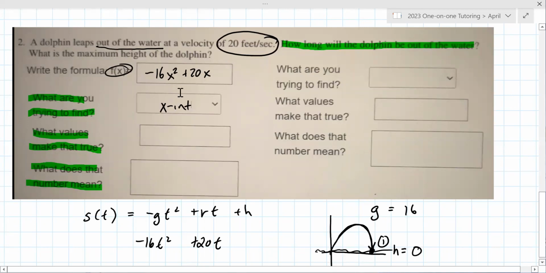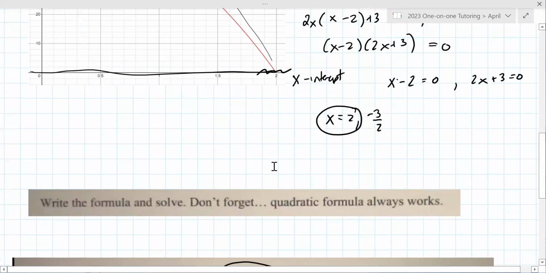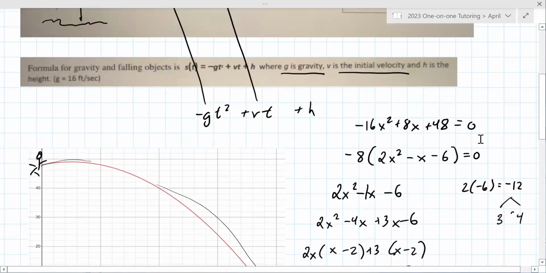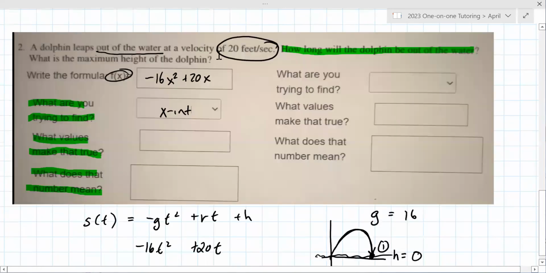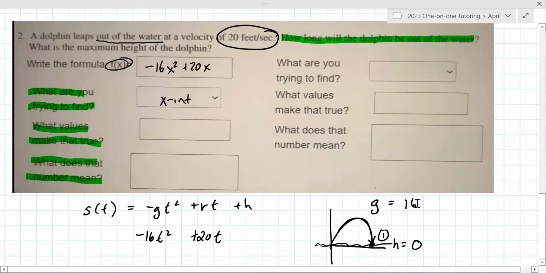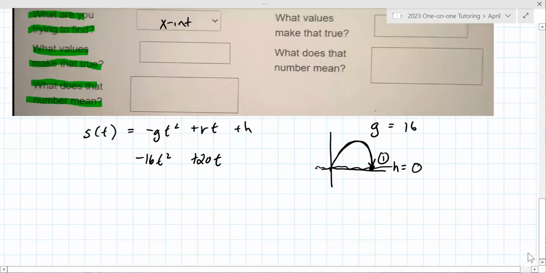What did we do in the last problem? We were trying to find the x-intercept. Let's go back and look here. What is this on the right here? Equal to 0. So you set this equation, minus 16x squared plus 20x, equal to 0.